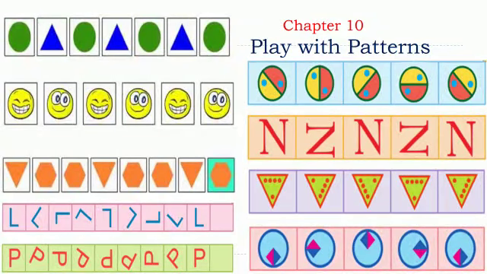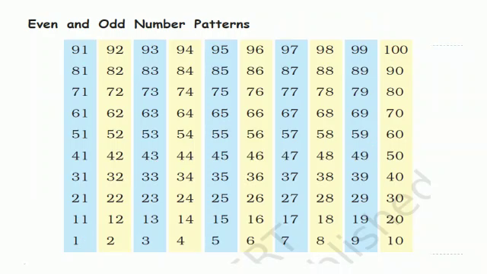Let us continue our chapter 10, Play with Patterns. Today we are going to learn about even and odd number patterns, even and odd numbers. Now, just make a table as given in the textbook. See, they have just written 1, 2, 3, 4, 5, 6, 7, 8, 9, 10, then 11, 12, 13, 14 till 100.